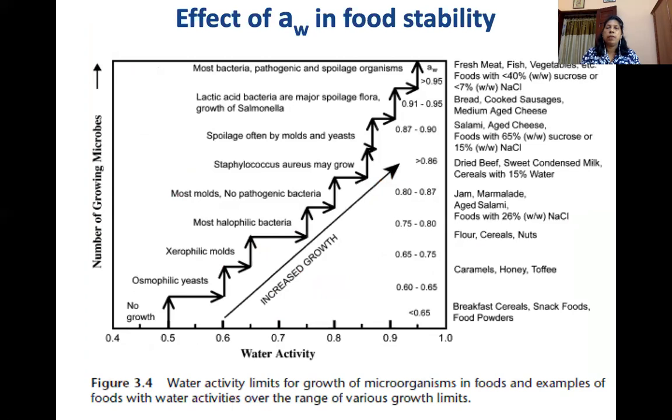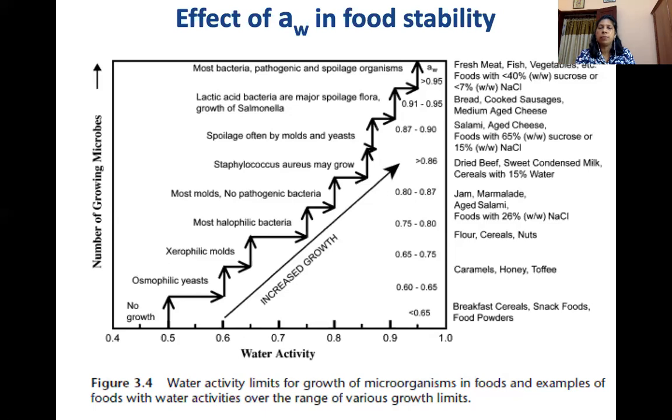The effect of water activity on food stability is shown in this graph. I think you have referred to this graph when you were in the second year even. So study this graph: the most bacteria, pathogens, and spoilage organisms. What is the water activity and what are the products at that water activity level, and what kind of reactions can be going on, right? For example, if we consider the very top level, most bacteria, pathogenic and spoilage organisms grow at greater than 0.95 water activity.